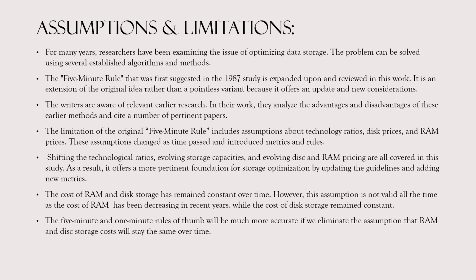Yeah, the 5-minute and 1-minute rules of thumb will be more accurate if we eliminate the assumption that RAM and disk storage cost will stay constant over time. This is because the break-even point between caching data in memory and writing it to the disk will continue to shift in favor of caching, as the cost of RAM may decrease sometimes and may increase sometimes, which means that the author's proposed solution is more relevant and important in the face of changing technology cost, right?